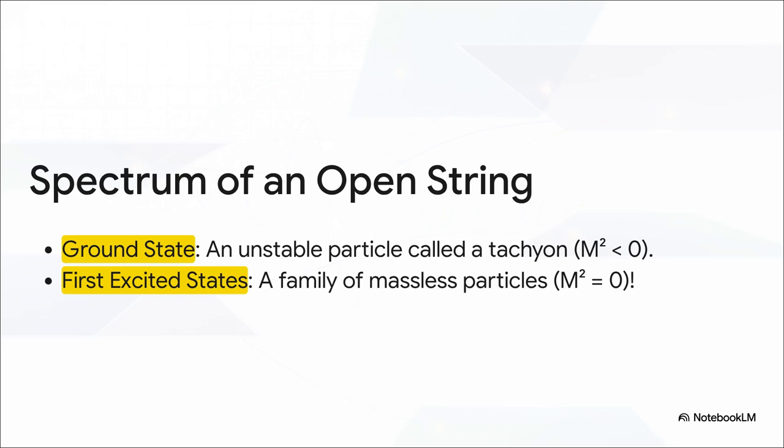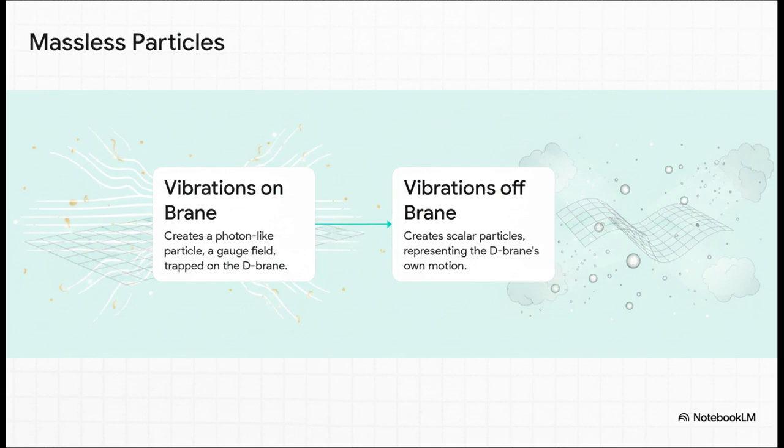Now, its mass squared is negative, which signals that this simple model is a bit unstable, but look at the next level up. The first excited states, the lowest possible vibrations. The math shows, incredibly, that they are all massless. And this family of massless particles is just amazing. It actually contains two totally distinct types.